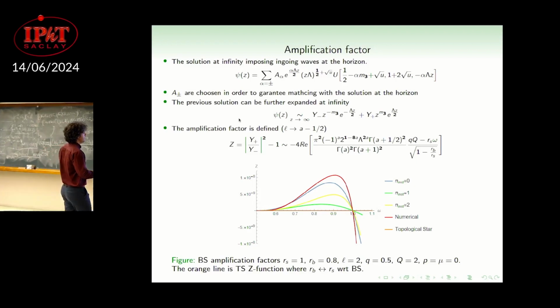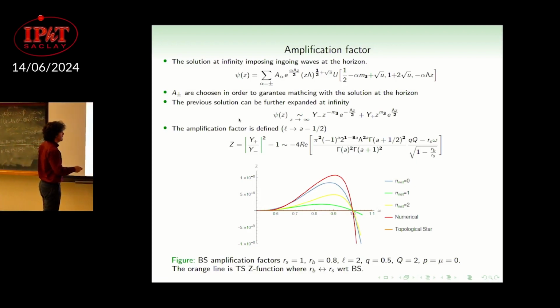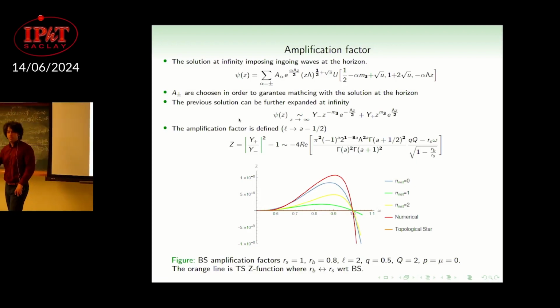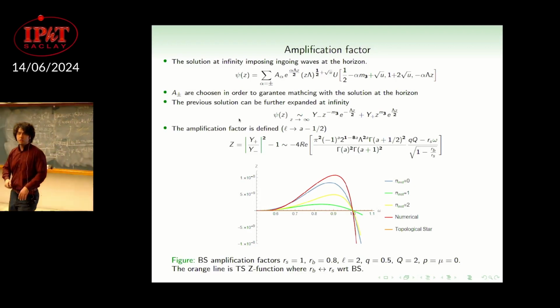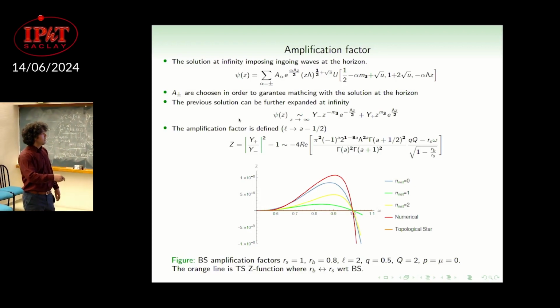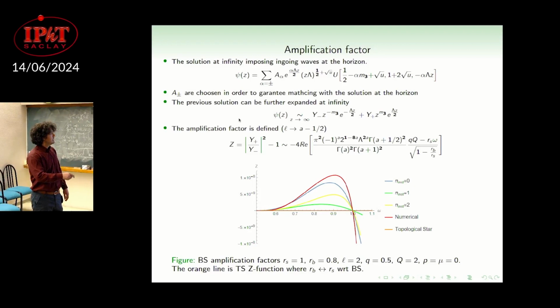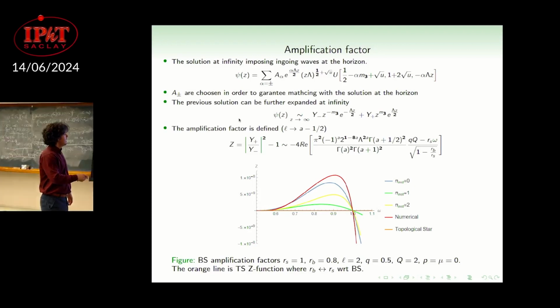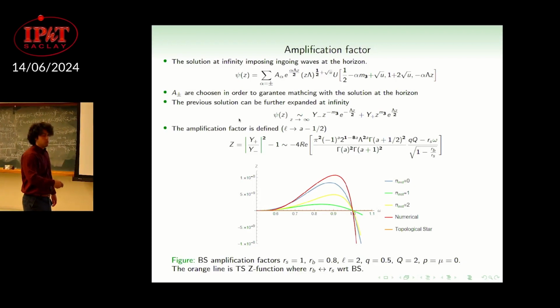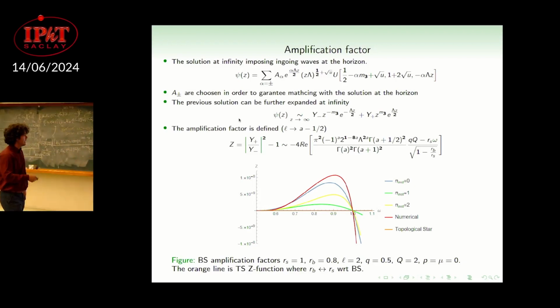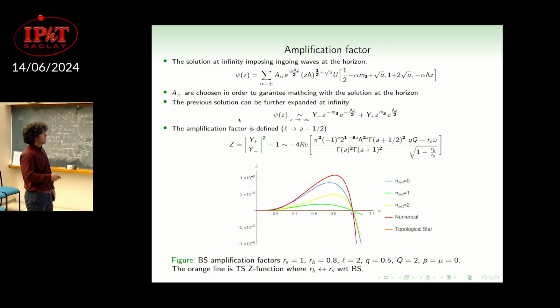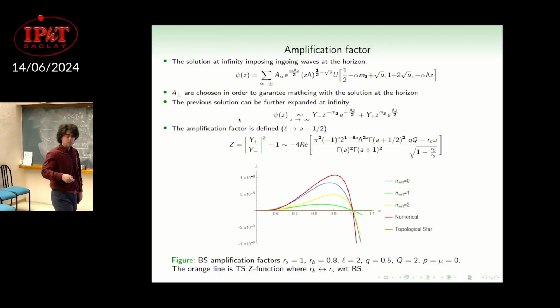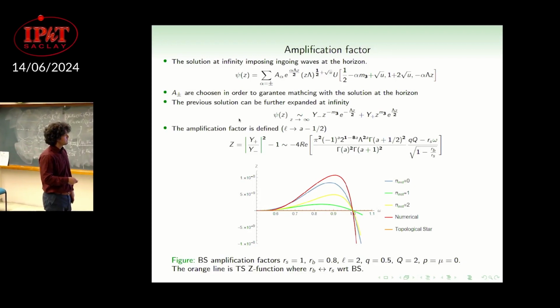And here I show the comparison between this red curve, which is the amplification factor obtained with the numerical integration, and this Seiberg-Witten inspired formula with A computed with 0, 1, and 2 instantons. And unfortunately, the convergence of this series in Q is not very good.